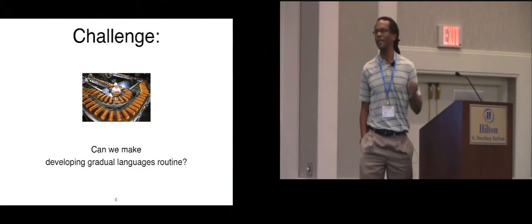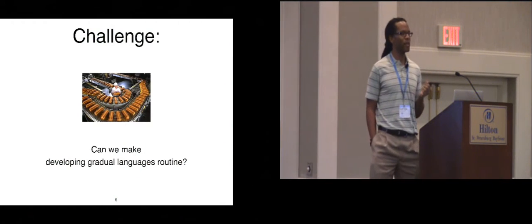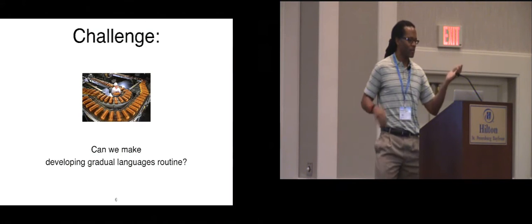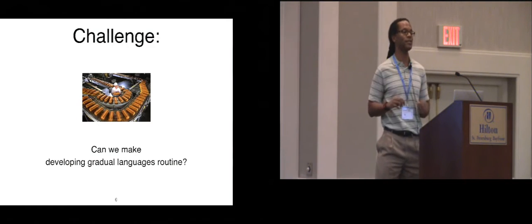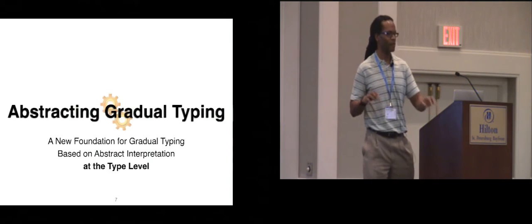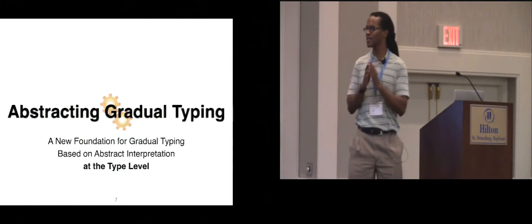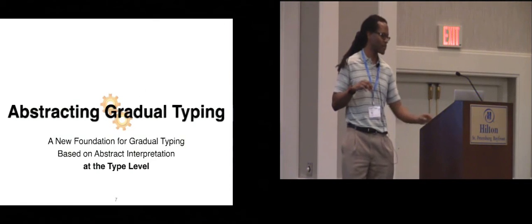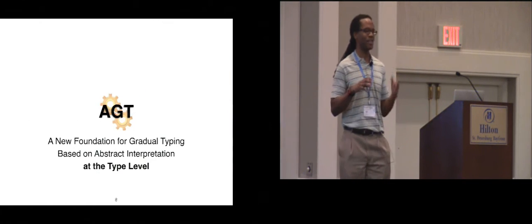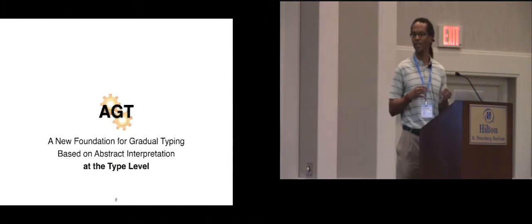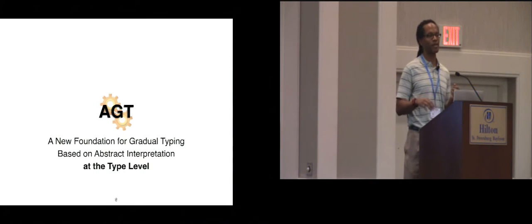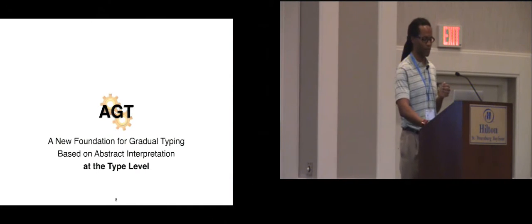So ultimately, the challenge is: can we develop a way to make the gradual counterparts of statically typed languages routine to develop? And we believe so. Our contribution to this project is what we call Abstracting Gradual Typing, or AGT for short. AGT is a new foundation for gradual typing that's built on the idea of abstract interpretation at the level of types.